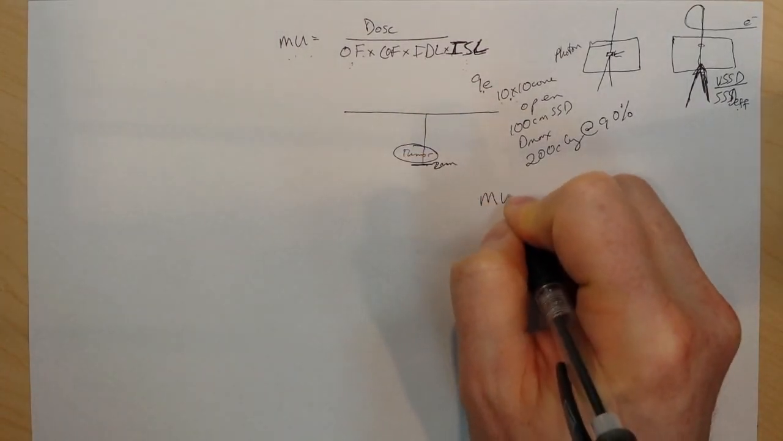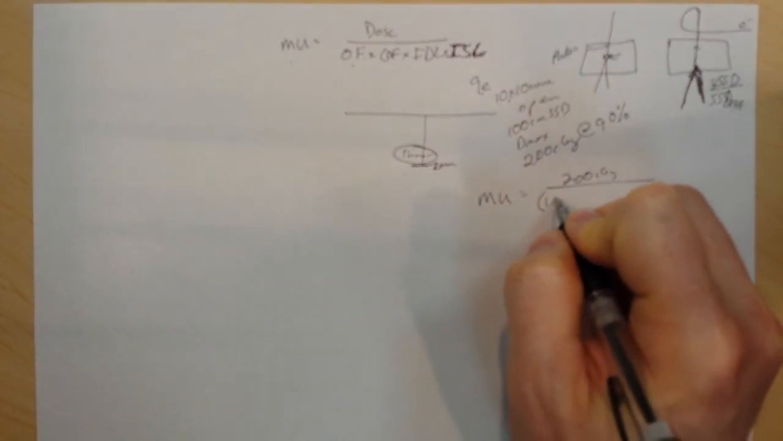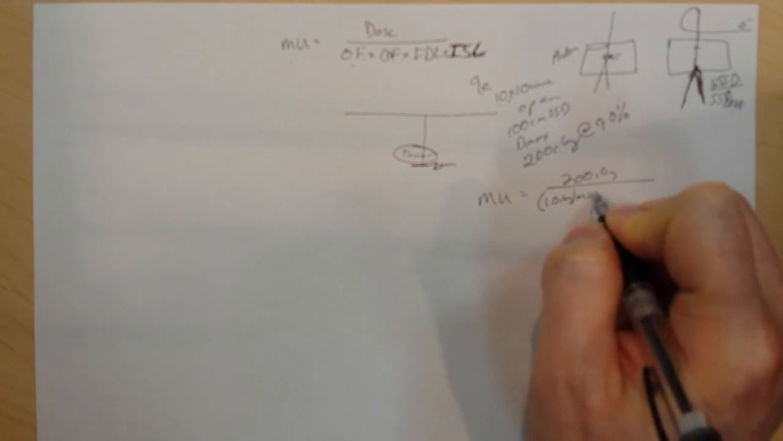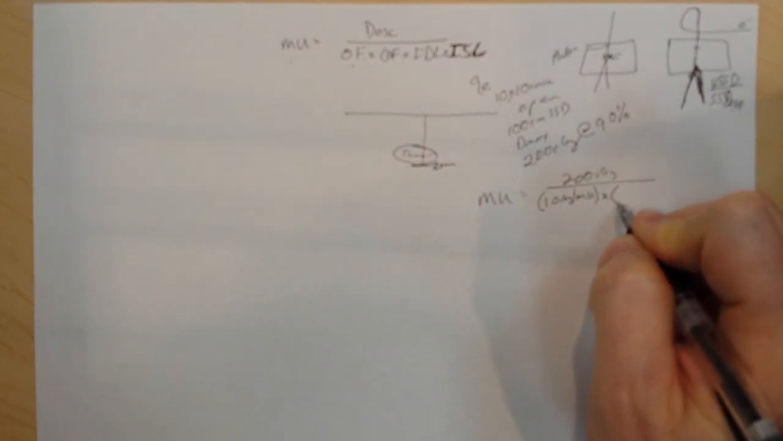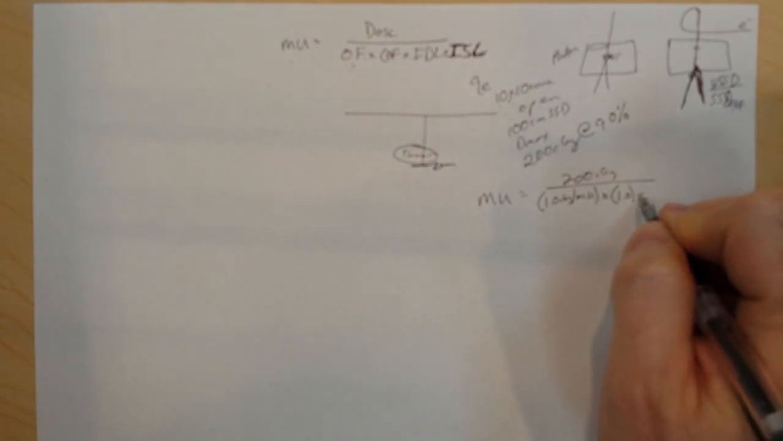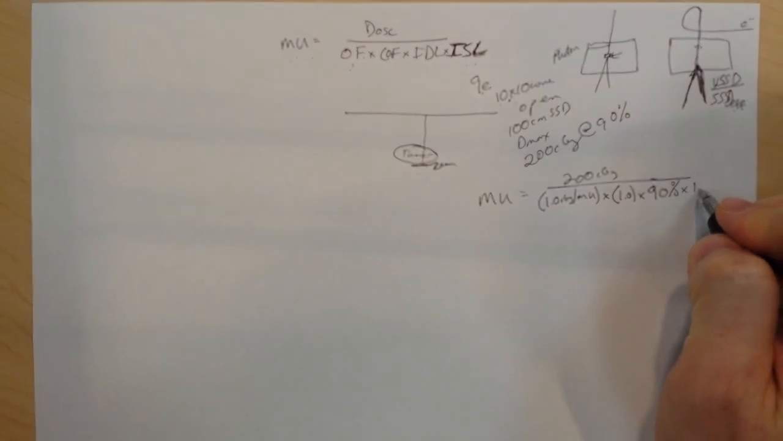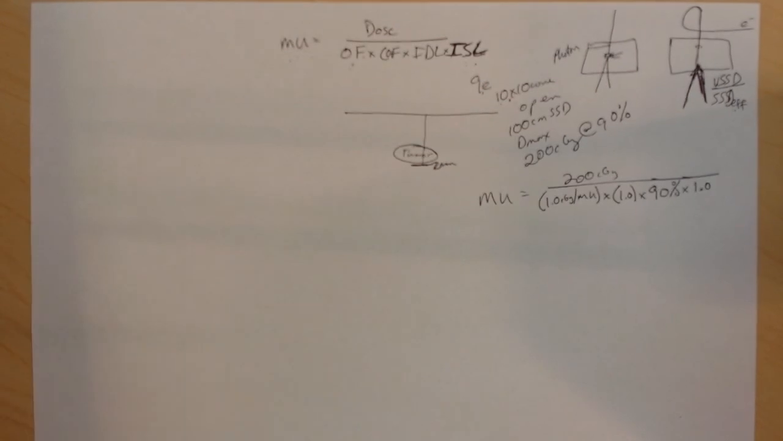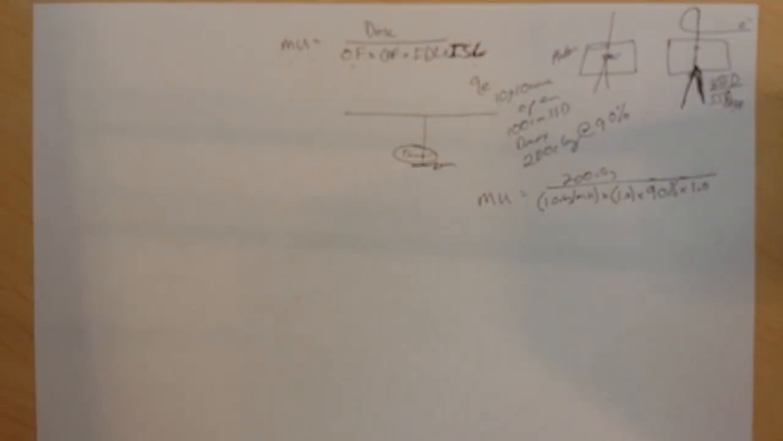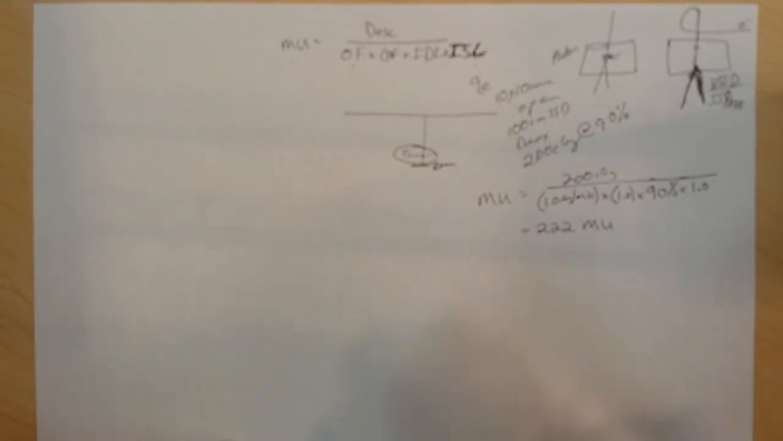So for this case, the dose is 200 centigray. My 10 by 10 output factor is 1 centigray per MU. My cone factor, or my cutout factor, since it's an open field, is just going to be 1.0. I don't have any additional cutout factor. My isodose line that I'm prescribing to is 90%. And since I'm at 100 centimeter SSD, my inverse square law factor is just 1.0. If we take 200 divided by 0.9, we end up getting 222 MU.